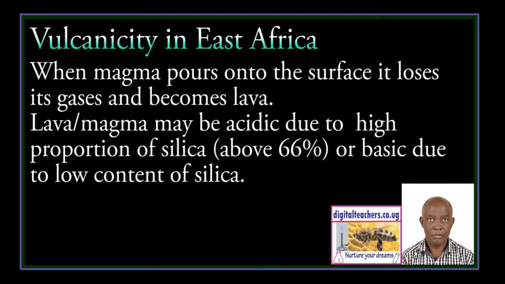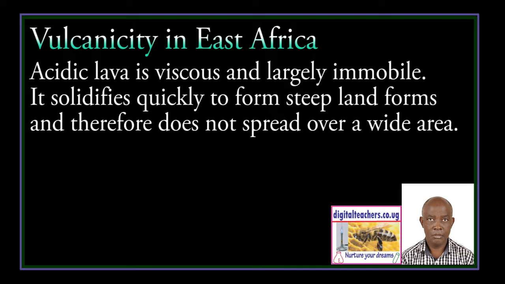When magma pours onto the surface, it loses its gases and becomes lava. Lava or magma may be acidic due to a high proportion of silica, above 66%, or basic due to low content of silica. Acidic lava is viscous and largely immobile. It solidifies quickly to form steep landforms and therefore does not spread over a wide area.